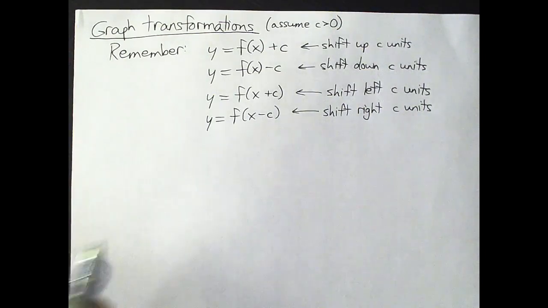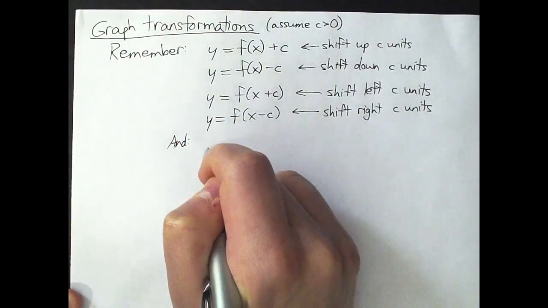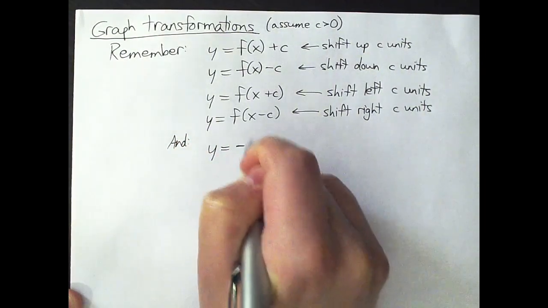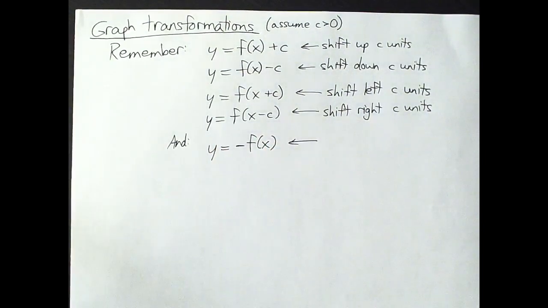All right, I said we were going to look at least 4 of them. Actually, let's look at 2 more. What if you have a minus sign out front? What does that do to a graph? Like the graph of y equals f of x now has a minus sign out front. Well, all the y values are going to get flipped.